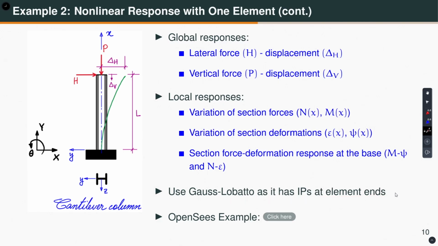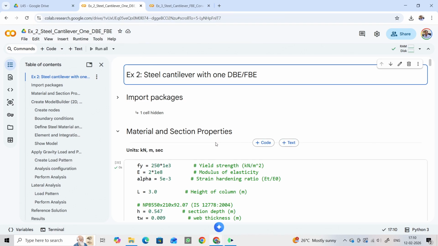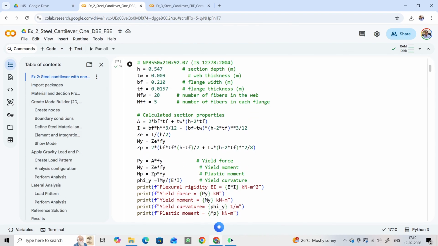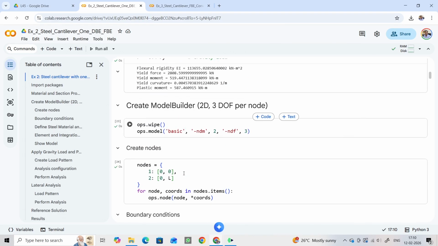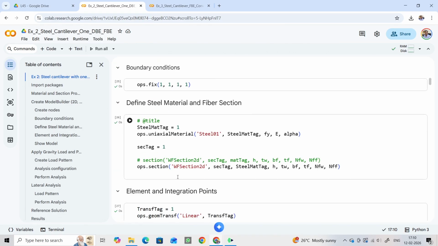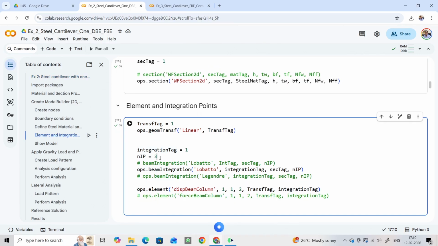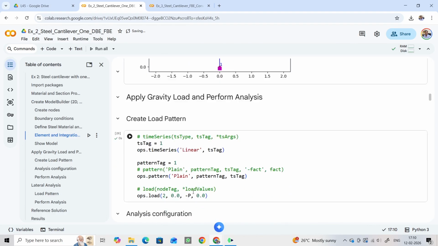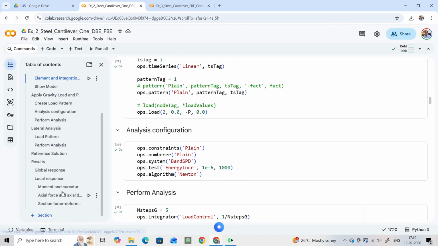So, let me go to the example, the same cantilever. Okay, I am not going to go through all this again, because this is same as example number 1. Now, here I am saying 3 integration points, Gauss-Lobatto, and using displacement beam column element, right. And let me go to the results directly.